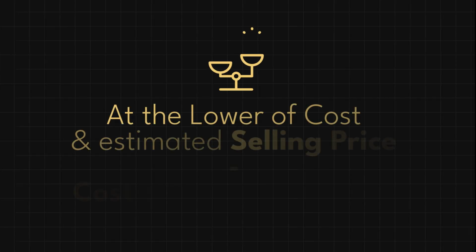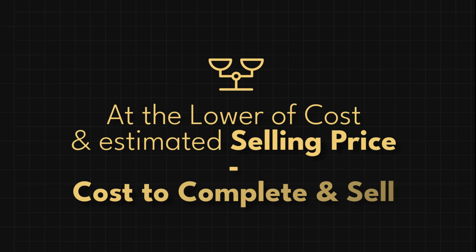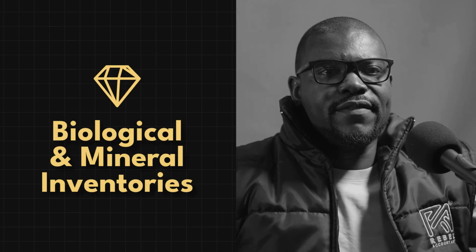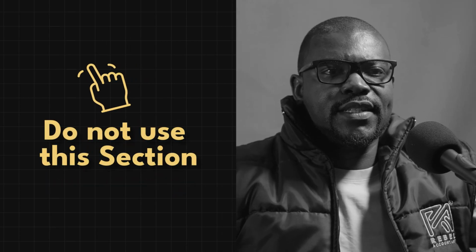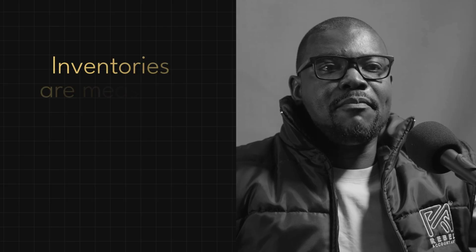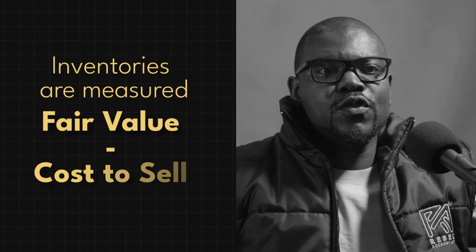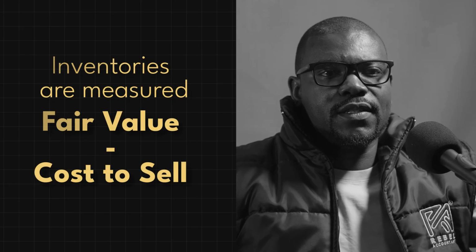An entity measures inventories at the lower of cost and estimated selling price less cost to complete and sell. Producers and dealers of biological or mineral inventories at fair value do not use this section. Their inventories are measured at fair value less cost to sell through profit and loss.